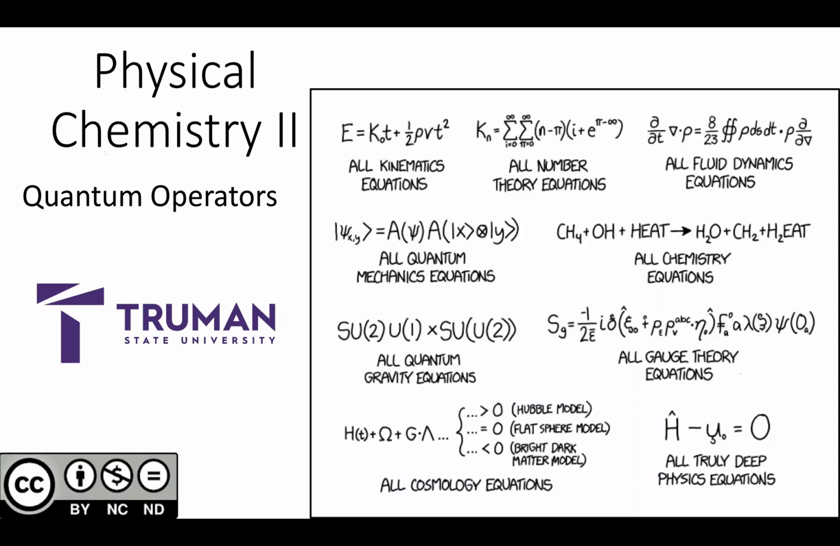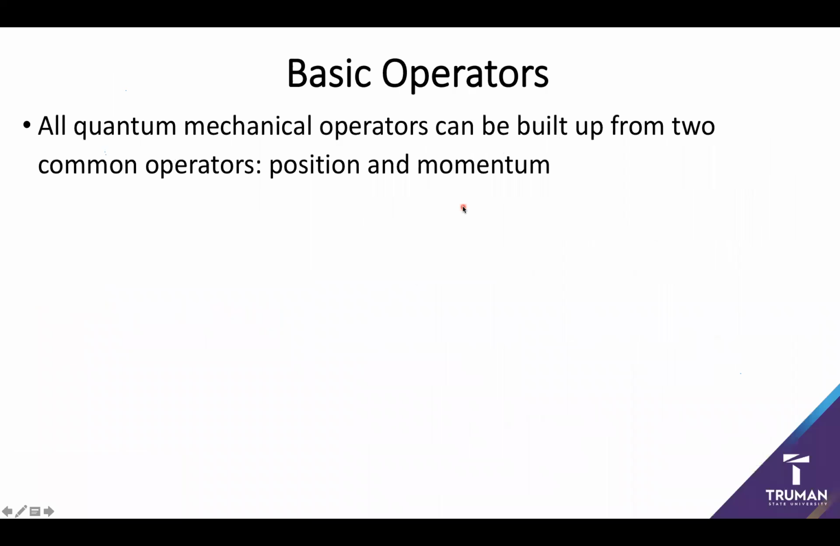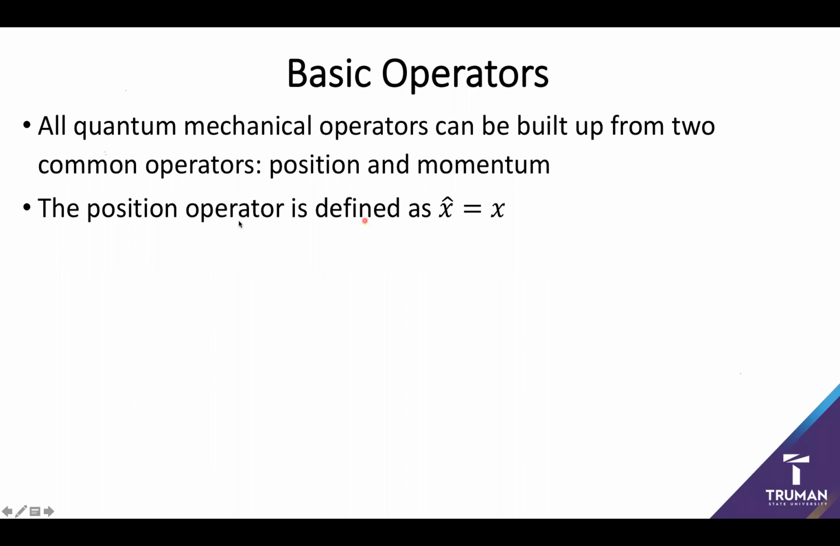So it turns out in quantum mechanics, almost all of our operators can be built up from two common operators, so two common equational forms, position and momentum. So let's start with the seemingly easier operator, the position operator. This is defined as x hat, and its equational form is x. You're literally multiplying your wave function by the position of the system.